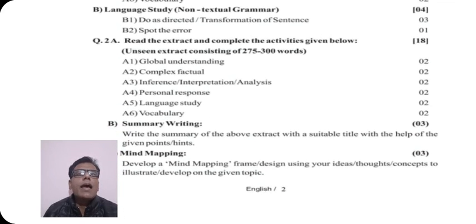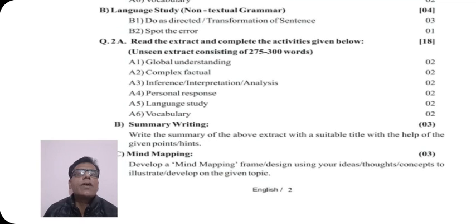Here again we have an unseen extract of 275 to 300 words. The activities are the same as given in question 1A. The first activity, global understanding, 2 marks. Activity number 2 is complex factual, 2 marks. Then inference or interpretation analysis for 2 marks. Activity number 4, personal response, again for 2 marks. Activity number 5, language study, 2 marks. Activity number 6, vocabulary, 2 marks.